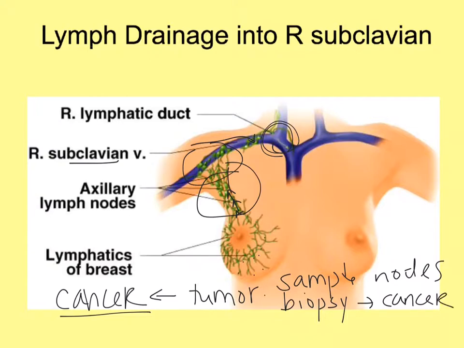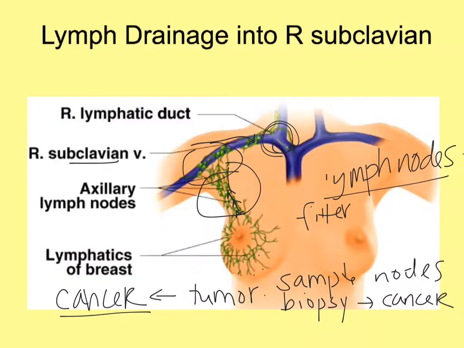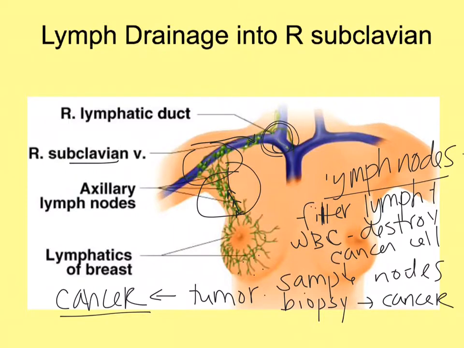So the idea is, the lymph nodes are going to filter the lymph. I'm not supposed to say filter. It says filter. Filter the lymph. And the white blood cells in there will hopefully destroy the cancer cells, or the malignant cells. So if they are successful, there probably is no sign of cancer in the nodes.